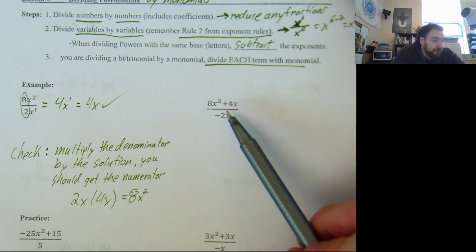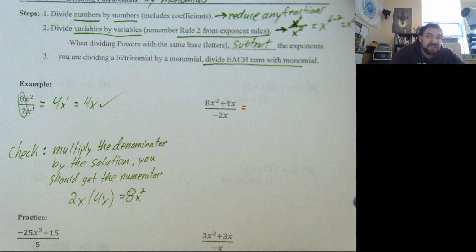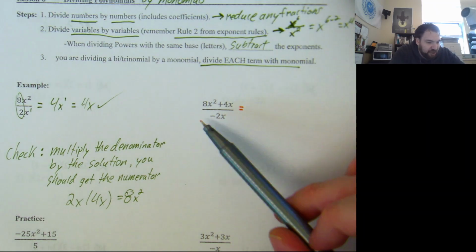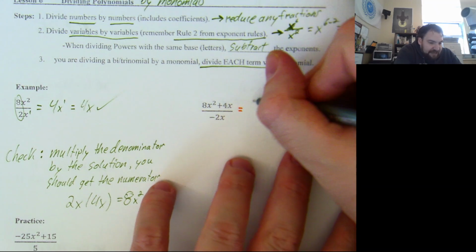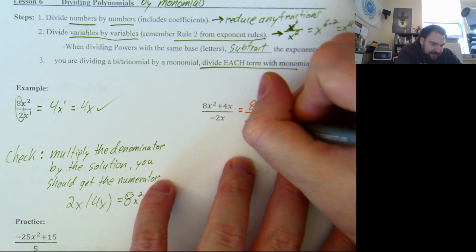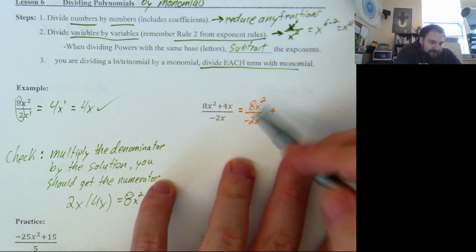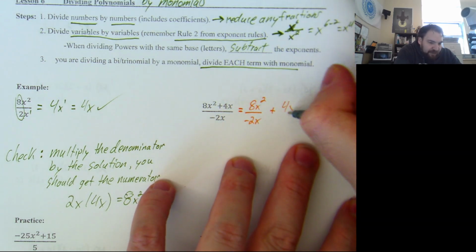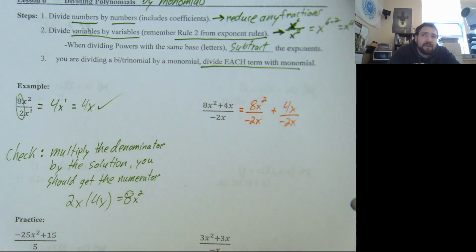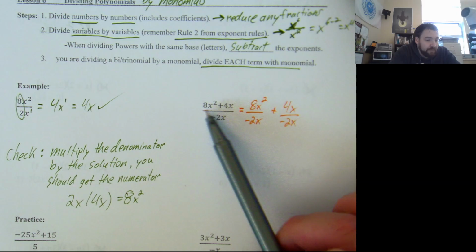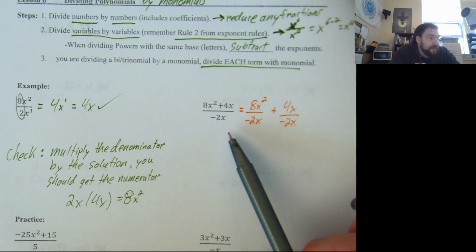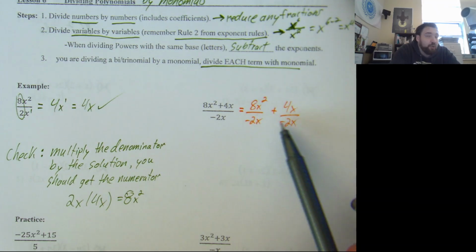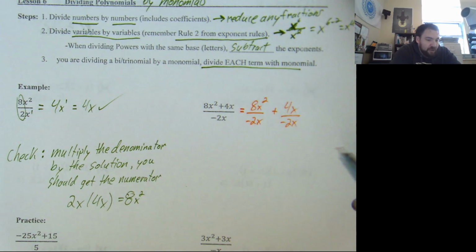So what we're going to do is rewrite this. We're going to split it up. Instead of 8x squared plus 4x all divided by negative 2x, it's kind of like distributing. We're going to take 8x squared and divide it by negative 2x, then put the plus there because there's a plus there, and then take the 4x and divide it by negative 2x as well. Each term needs to be divided by the denominator. Once you've separated, this is just two questions that look just like the first one. So let's look at each piece.